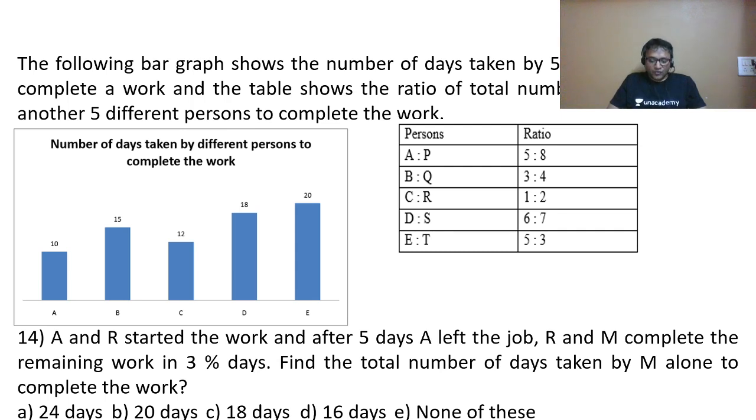Okay, it is a little tough, but just to understand it, let's take a sum on ratio of persons. So it's basically 5 different persons completing a work, table shown, total number of days taken by 5 different persons. So if A takes 10 days, then P will take 5:8, so P will take 16 days. A takes 10 days, P takes 16 days. Same way, B takes 15 days, 3 5s are 15, so Q will take 20 days, 3:4 ratio.